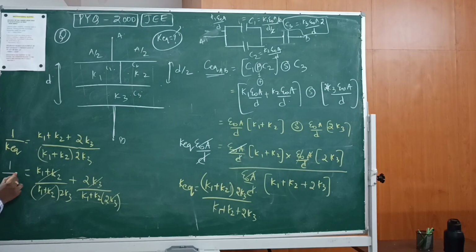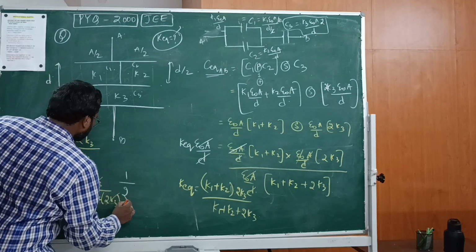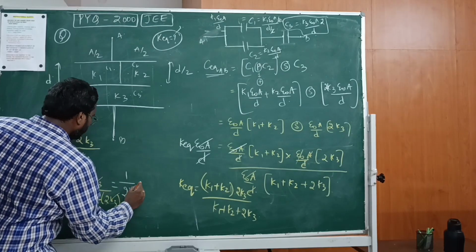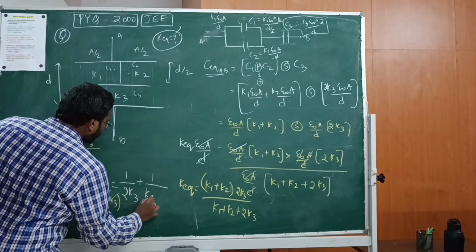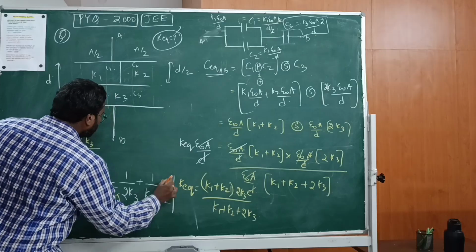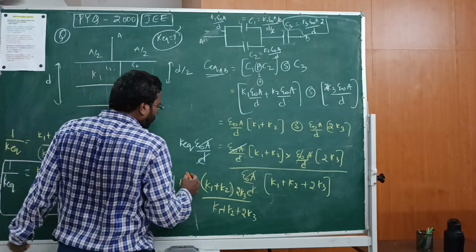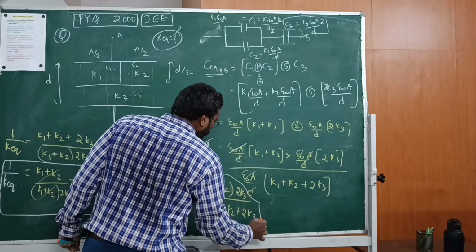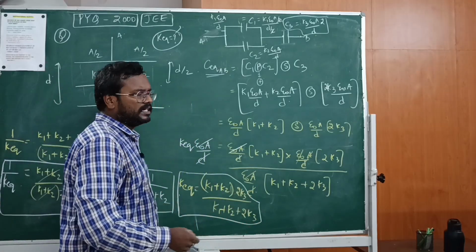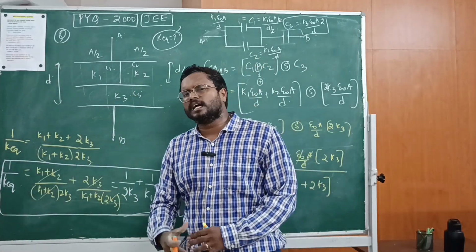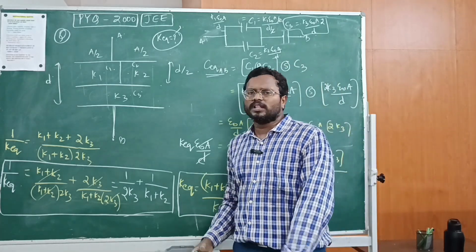So what is going to be 1 by K equivalent? 1 by 2K3 plus 1 by K1 plus K2. That is going to be the final result in terms of 1 by K equivalent if they are asking 1 by K equivalent, or K equivalent alone if they are asking. This is going to be the result. Options can be different, they can ask differently, so based on that we have to solve this question.